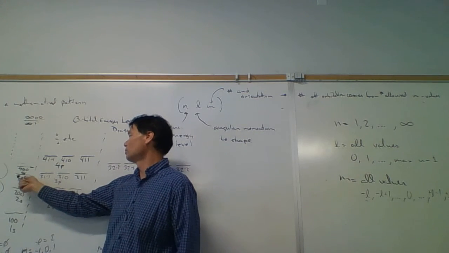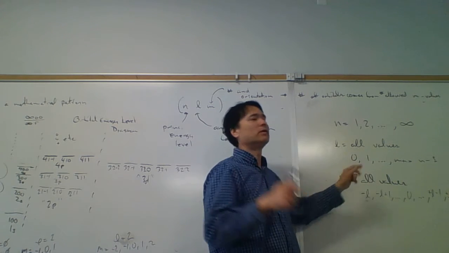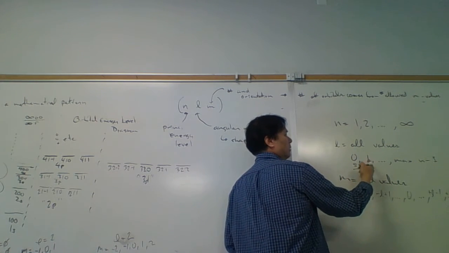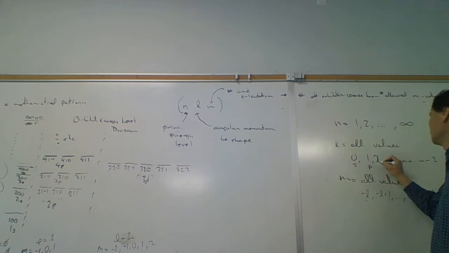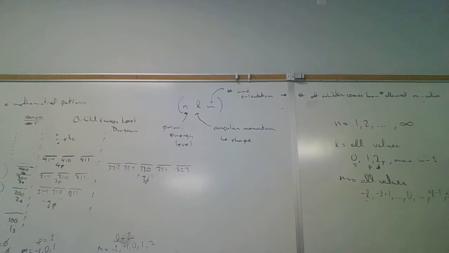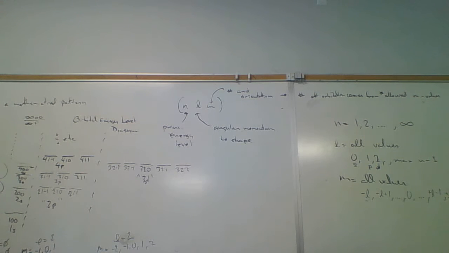When n equals 3, the allowed L values are 0. Well, that's the S sublevel. L equals 1, that's the P sublevel. And L equals 2. L equals 2 is called the D sublevel. And then that's it, that's the max we're allowed. So when n equals, let's go to n equals 5. When n equals 5, how many sublevels are there?